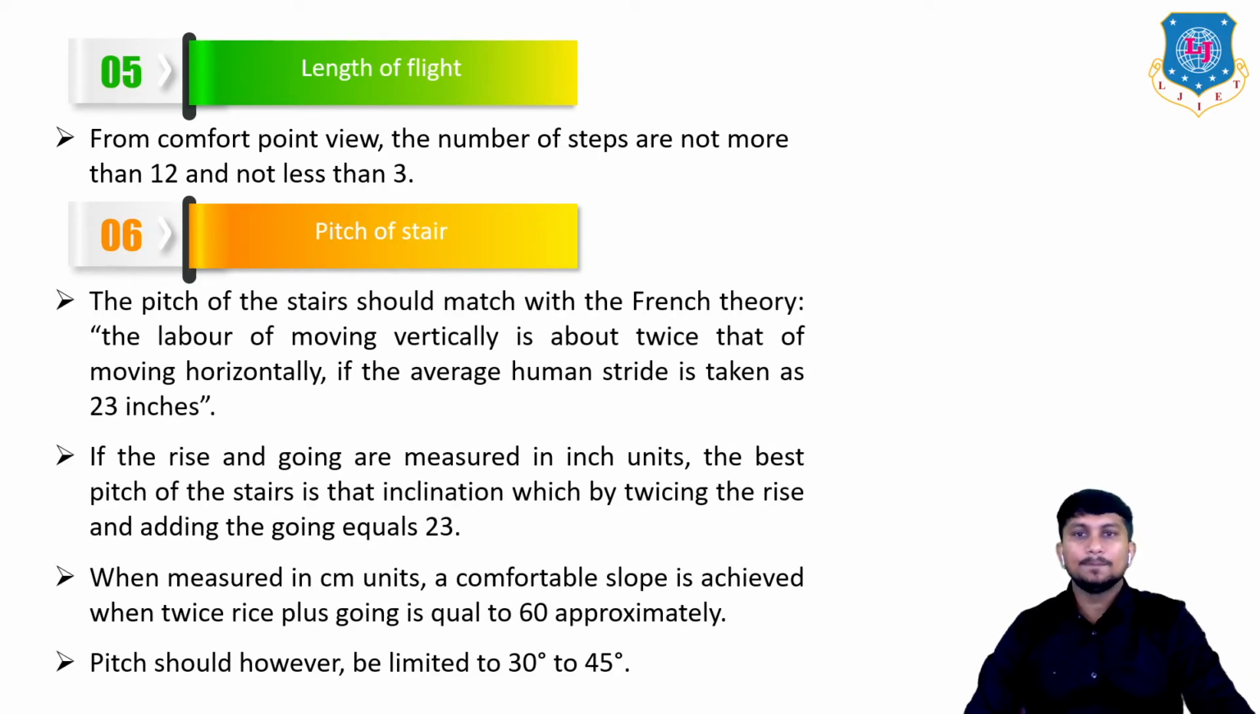Next requirement is pitch of stair. The pitch of stair should match with the French theory. The labor of moving vertically is about twice that of moving horizontally. If the average human stride is taken as 23 inches, and the rise and going are measured in inches, the best pitch of stair is that inclination for which twice the rise plus the going equals 23. When measured in centimeter units, a comfortable slope is achieved when twice rise plus going is equal to approximately 60. And pitch should however be limited to 30 degree to 45 degree angle. So these are the various thumb rules to be used while deciding pitch of stair.